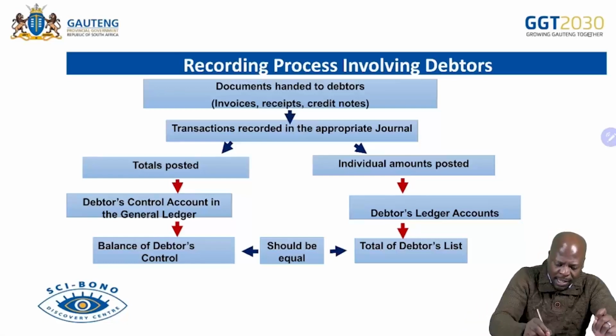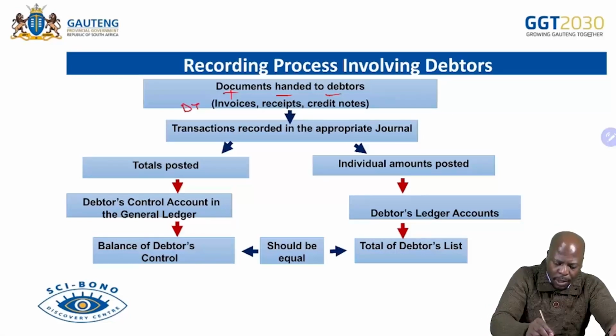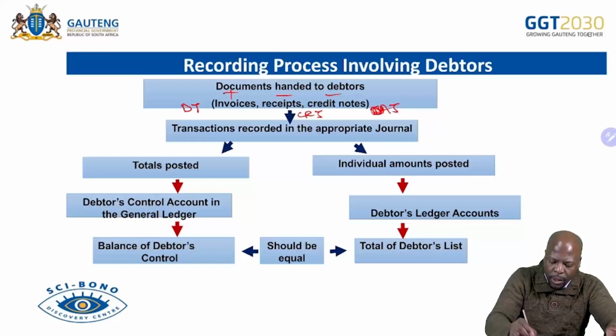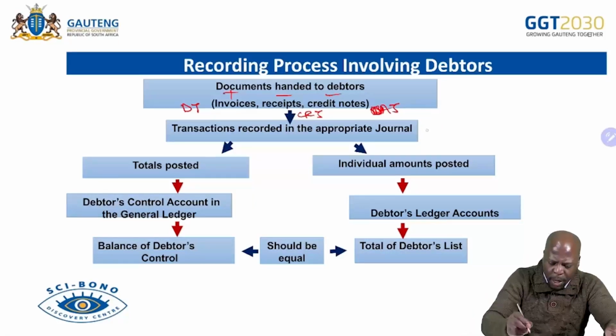All right, so the documents handed to debtors, in other words, first we have an invoice. Remember, invoice, we are selling, or invoice is a plus. And then our receipts, this is when our debtors are paying, and then credit notes, this is when debtors are returning goods. And then transactions are recorded in the appropriate journals. If we talk about invoices, remember this would go to the DJ. Your receipts will go to the CRJ, and your credit notes will go to the DAJ. Remember, we just did that on the previous page. And then once they are in the appropriate journals, remember, now we post to the general ledger.